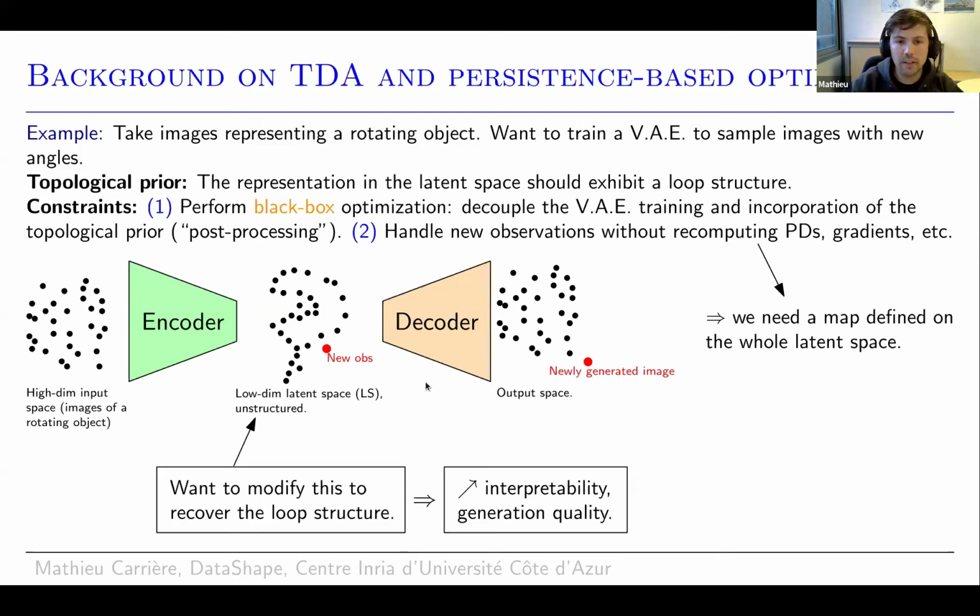But this thing of modifying the latent space so that it looks like a circle also allows for better interpretation, or a more intuitive way of generating points for data generation.